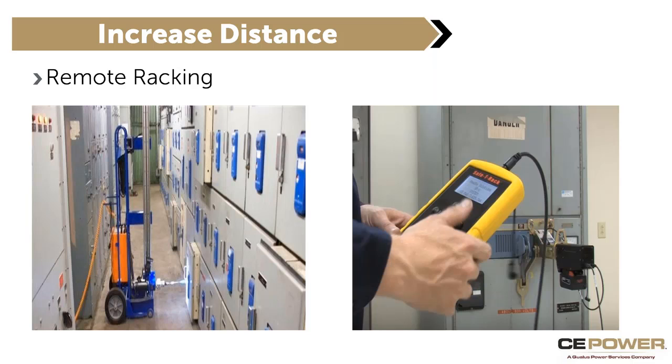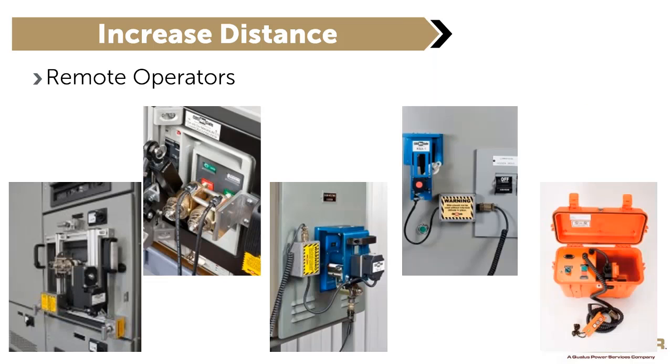therefore getting your personnel away from the switchgear. Remote operator, same concept, where you actually mount the device on the switchgear, typically on the door, and there's a mechanical actuator that will actually operate the circuit breaker, much like personnel's hand. So again, you're getting the workers away from the hazard and letting the equipment do the work.